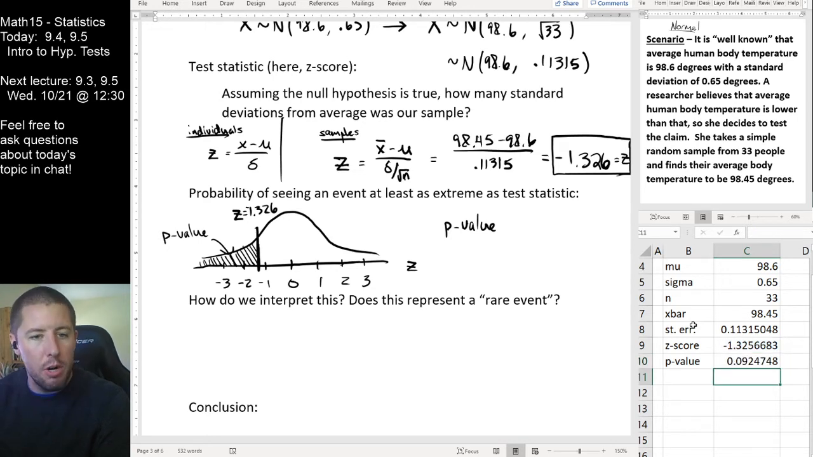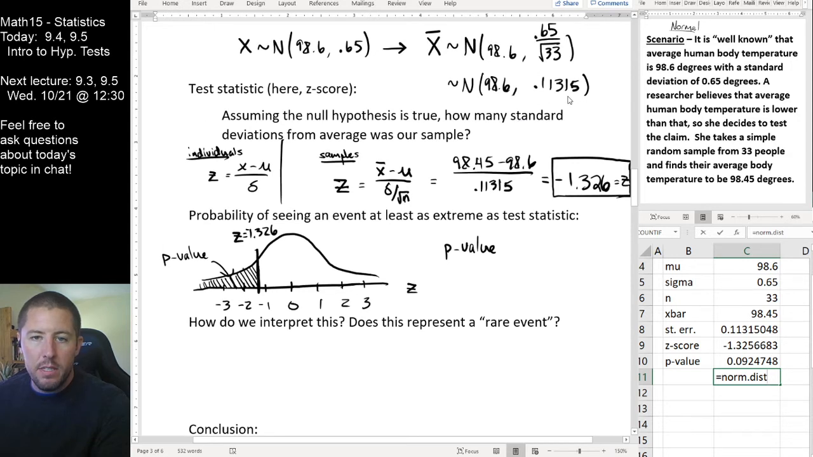So we're going to talk about interpreting that in a second. I just want to show you that we could also do this using our x information. This would just be a regular old norm.dist, not a norm.s.dist, because we're not standard normal. I'm now going to just use this information from my distribution of the sample means there. X bar is normal, 98.6, .11315. I'm going to use this information alternatively as my alternate form to throw this information in here.